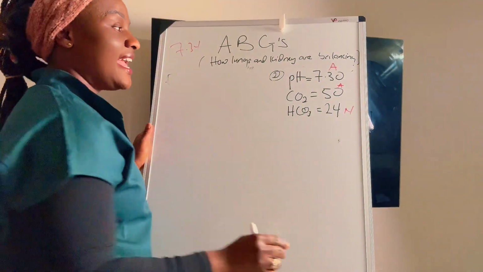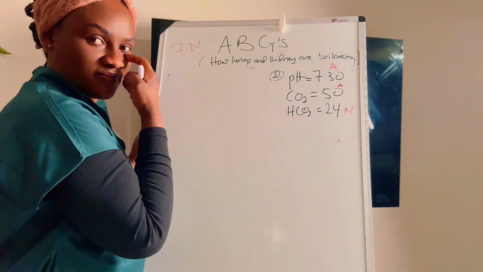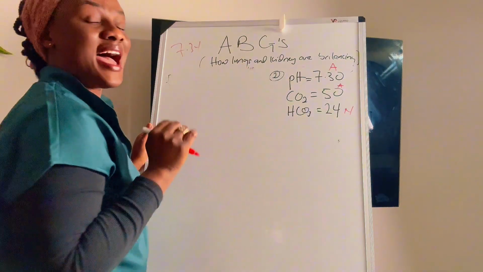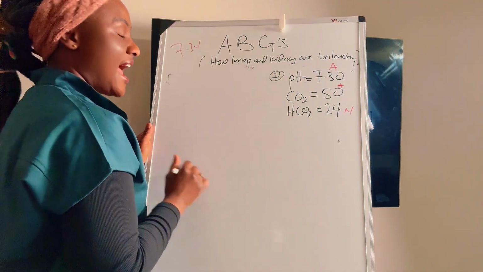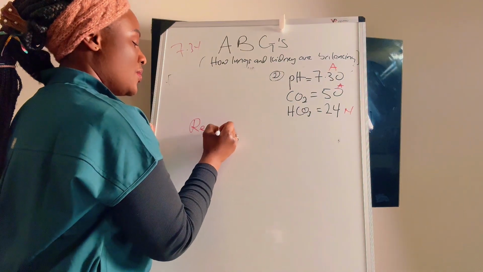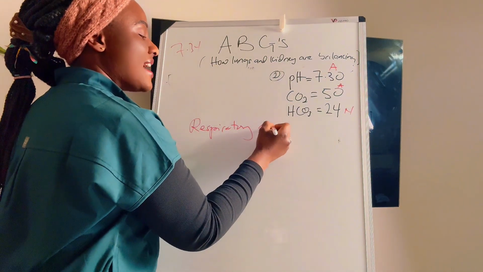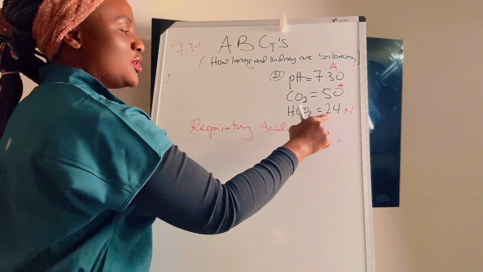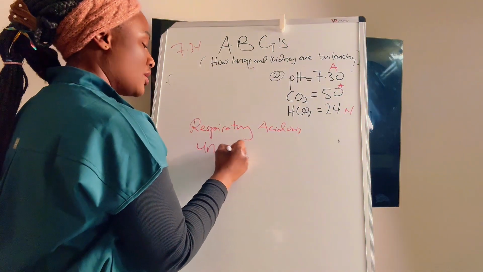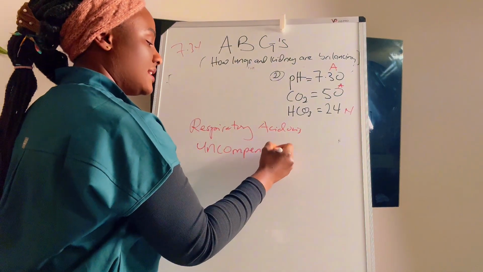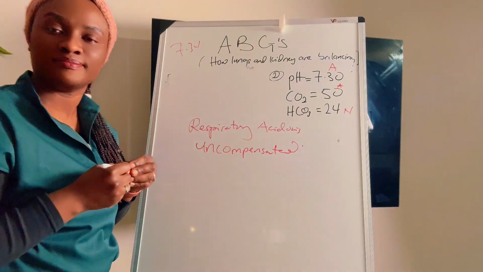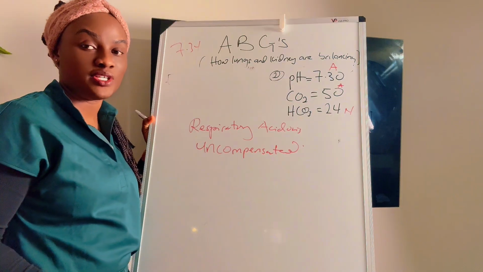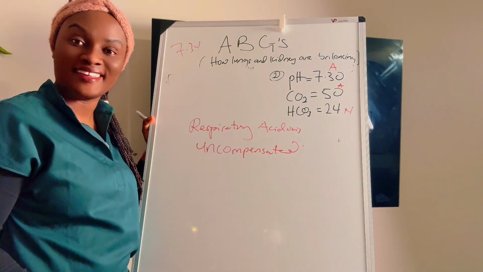So now the problem is a respiratory issue because the CO2 is matching your pH. They are both acidic. So then we are going to solve it as respiratory acidosis. The HCO3 is not doing anything to help. So it's going to be respiratory acidosis, uncompensated. And that is it. Good. So you need to try so many examples in order to perfect yourself.